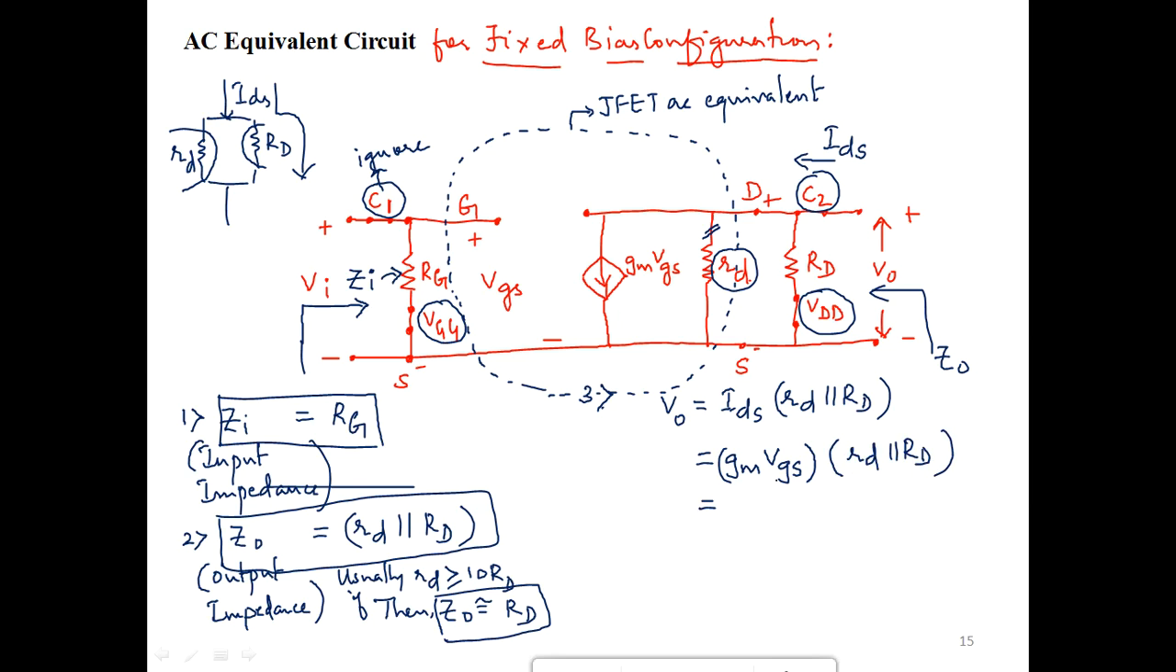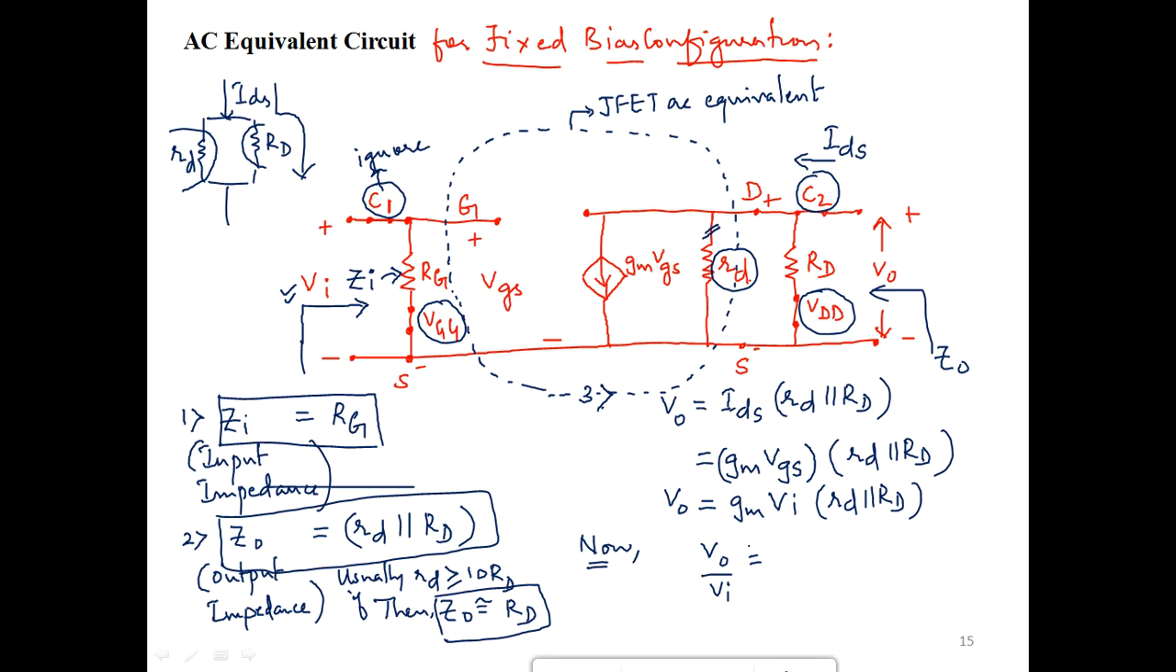Now how can I represent VGS, by the way? What is VGS? VGS is nothing but the voltage across the gate to source terminal, and that is nothing but the input voltage Vi. So I can just replace it as Vi, multiplied by Rd parallel to capital Rd. So this is V0.